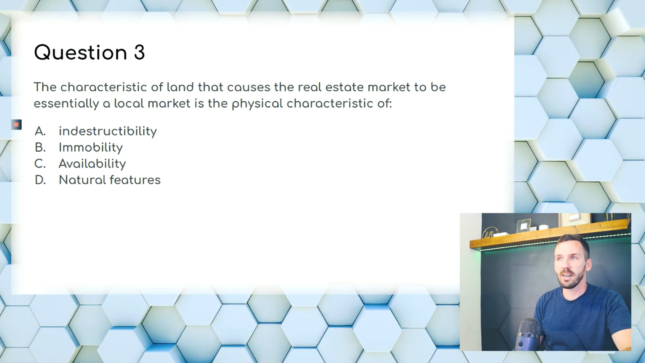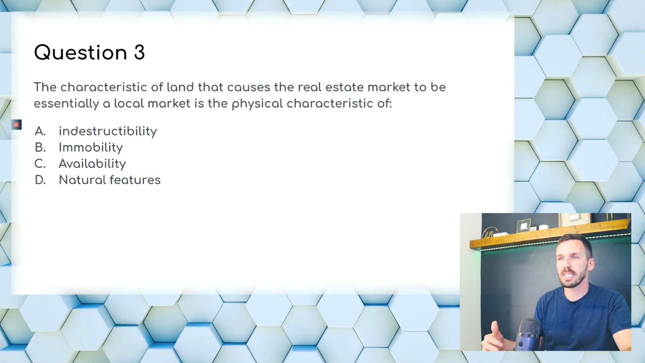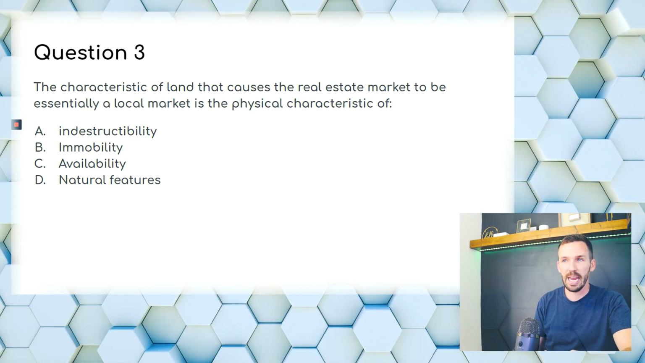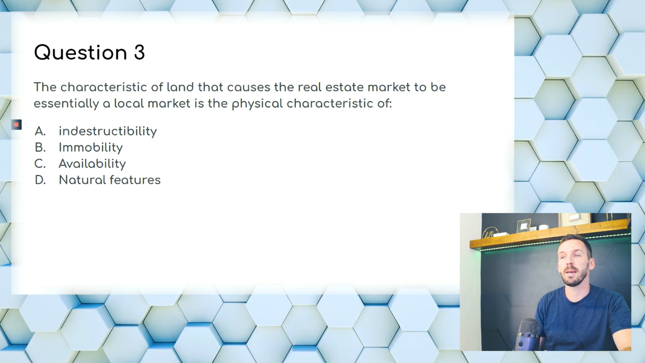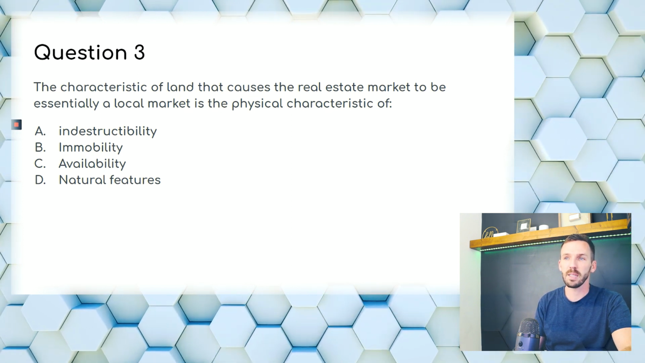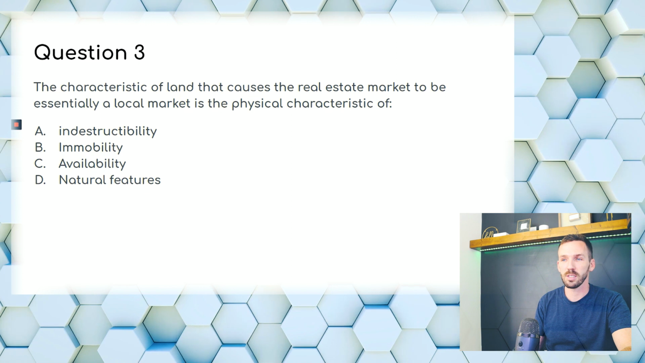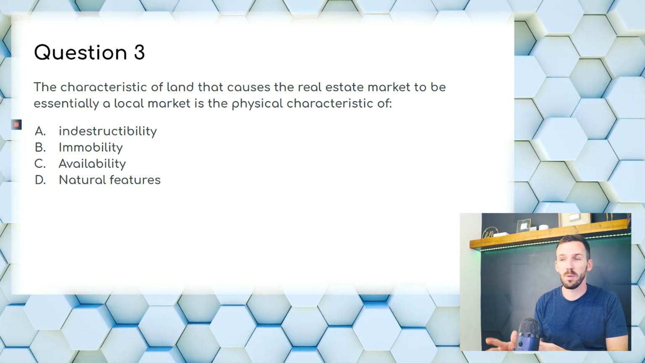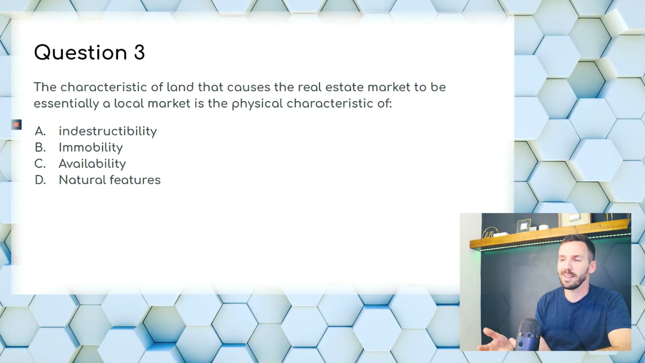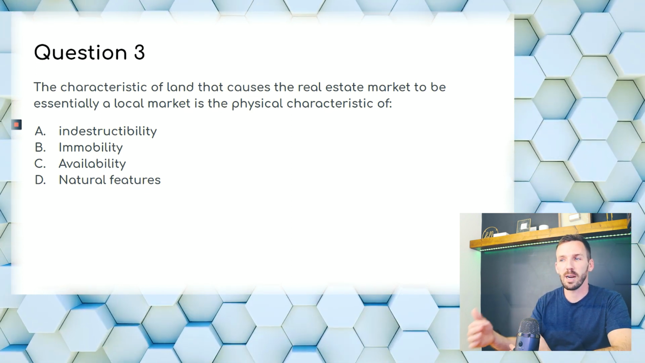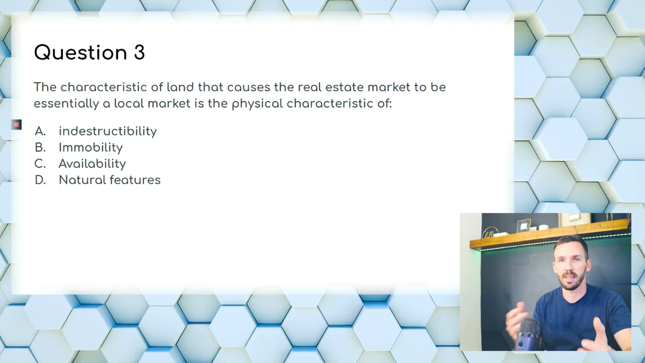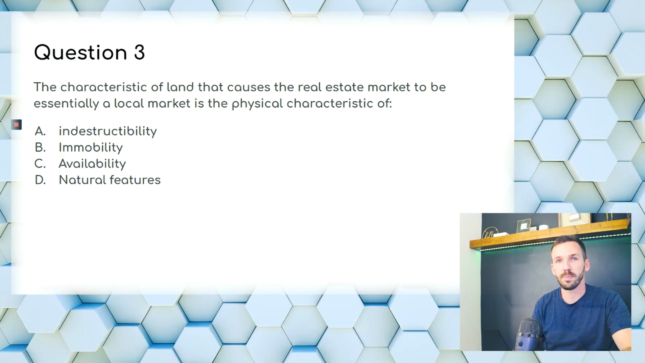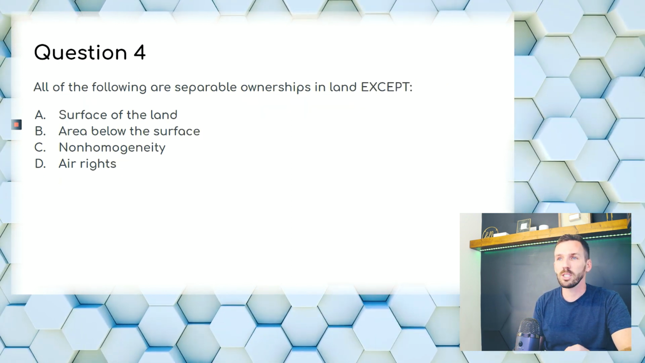Question 3. The characteristic of land that causes the real estate market to be essentially a local market is the physical characteristic of A. Indestructibility, B. Immobility, C. Availability, or D. Natural features. So does indestructibility have anything to do with the local market? No. Is it the fact that you can't move it? Yeah, kind of. Since you can't move your entire property and everything that comes with it, the land, the view, etc., the immobility is what makes the market local. Answer is B.